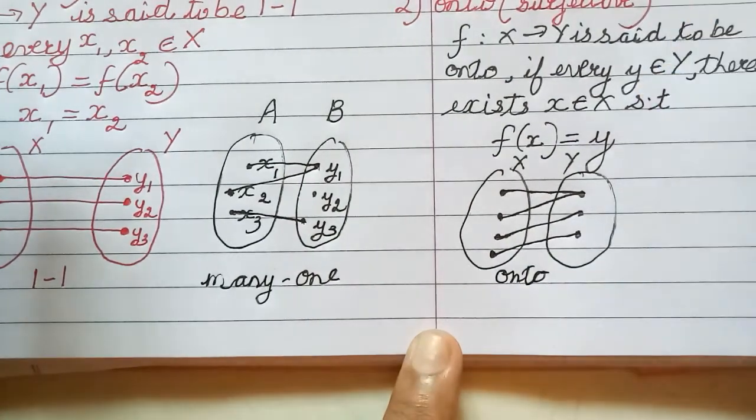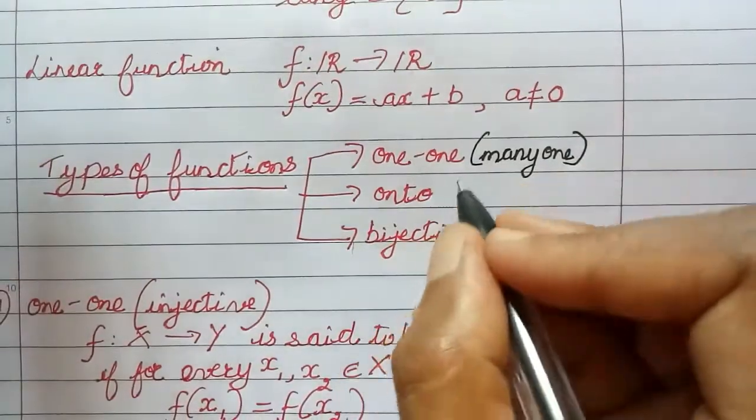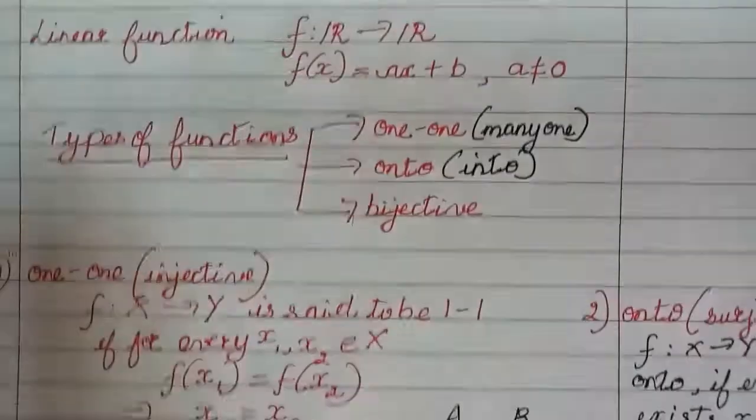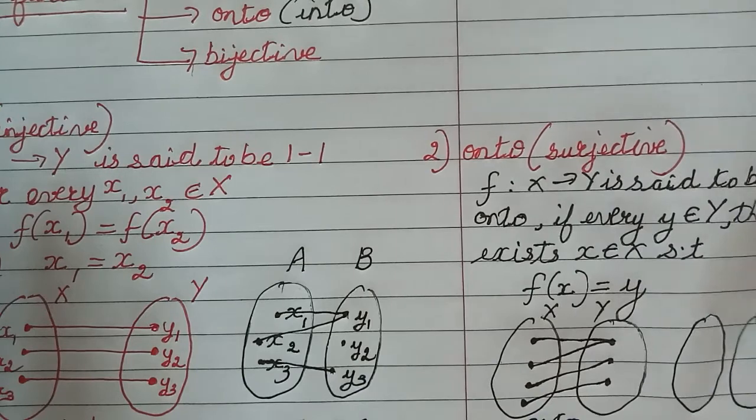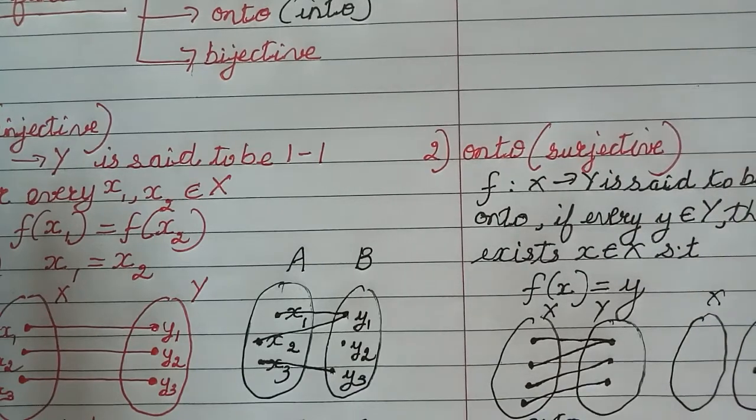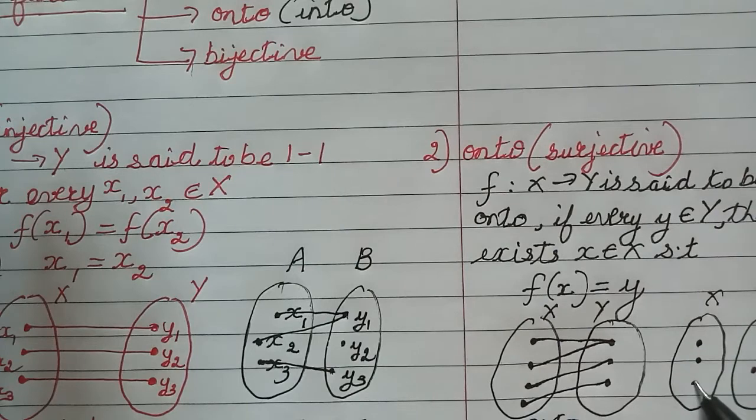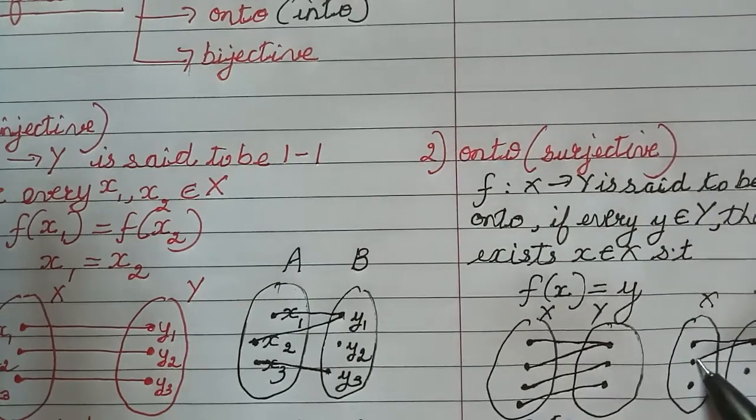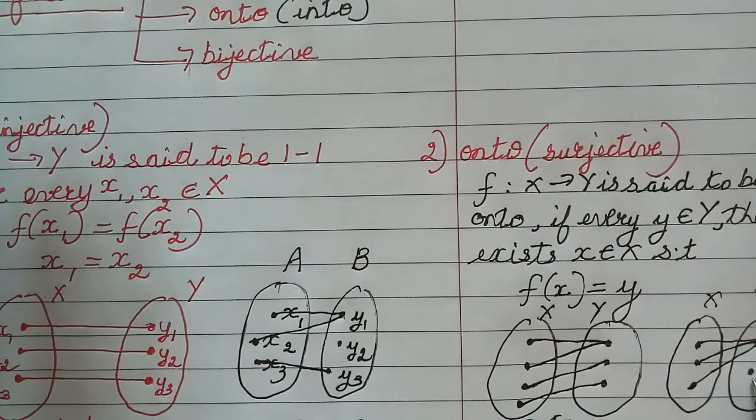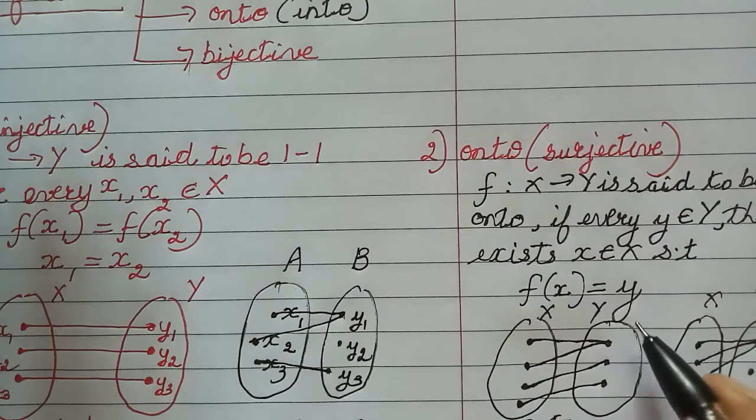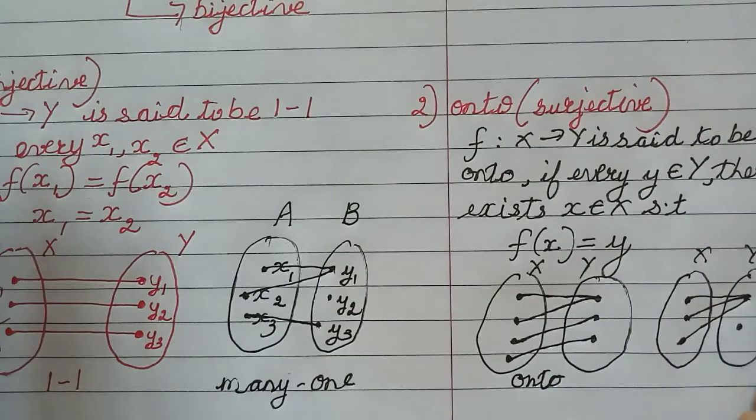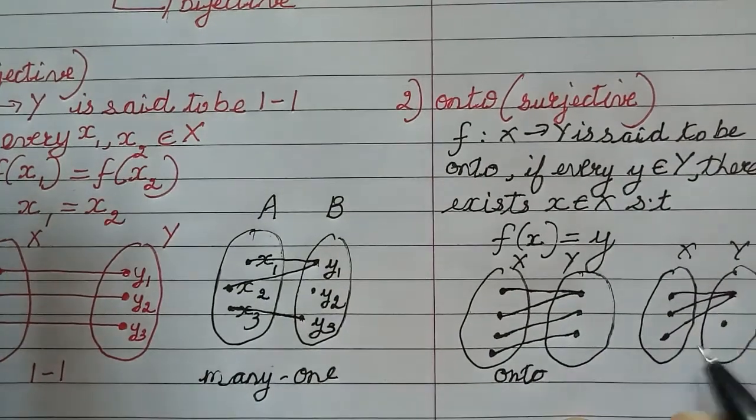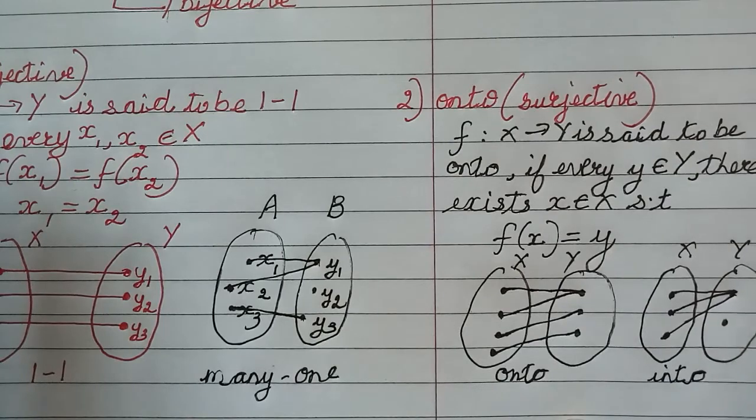Now exactly complementary to this, we have a function called an into function. What do you mean by into function? Exactly opposite of it. There will be one element in your set Y such that it does not have a pre-image. It can happen. It is not necessary that all elements of your set Y will have a pre-image. There can be some element which is left out and does not have a pre-image, right? So this kind of function is called an into function.